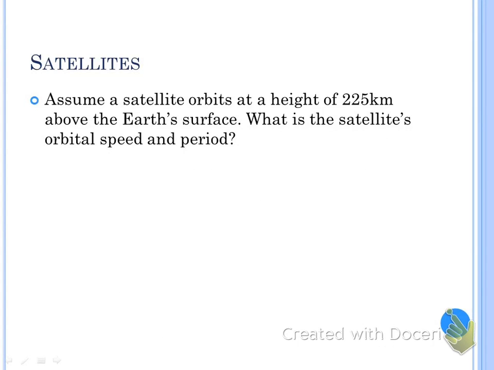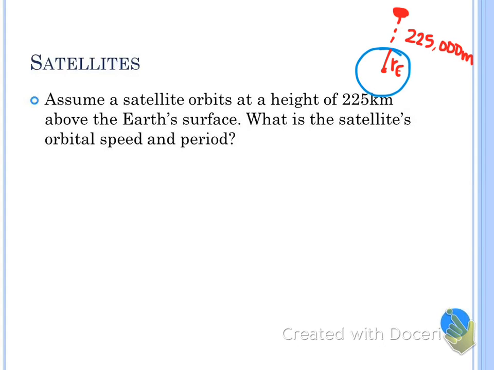Assume a satellite orbits at a height of 225 kilometers above the Earth's surface. What's the satellite's orbital speed and period? First thing we need to do, if you want to pause the video to get this written down, that's fine. Notice that our satellite is orbiting at a certain distance above the Earth's surface. Here's our satellite, 225 kilometers. What do we need to do with kilometers? We have to convert that to meters, which means that distance above the Earth's surface is really 225,000 meters.